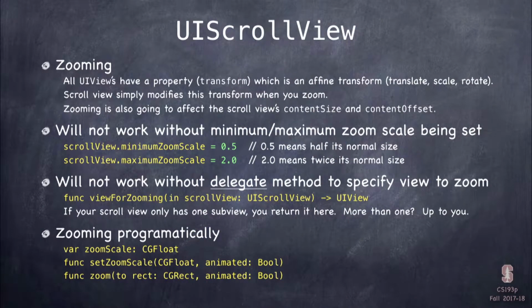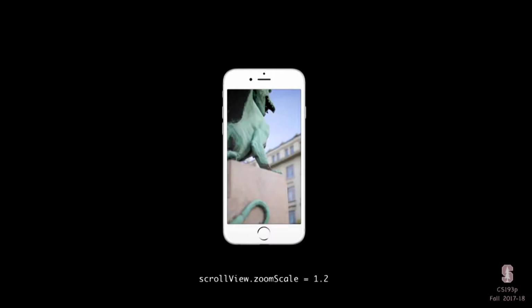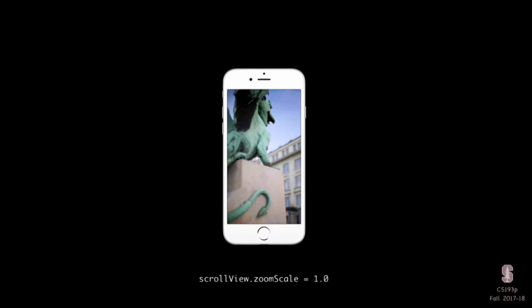Okay, you can also zoom programmatically. In addition to pinching to zoom, you can set the zoom scale and also zoom to a rect. And here's what that looks like. So here I have my zoom scale set to 1.2. That's 20% larger than the identity matrix. Here I've gone back to the identity matrix. See how it zoomed out a little?